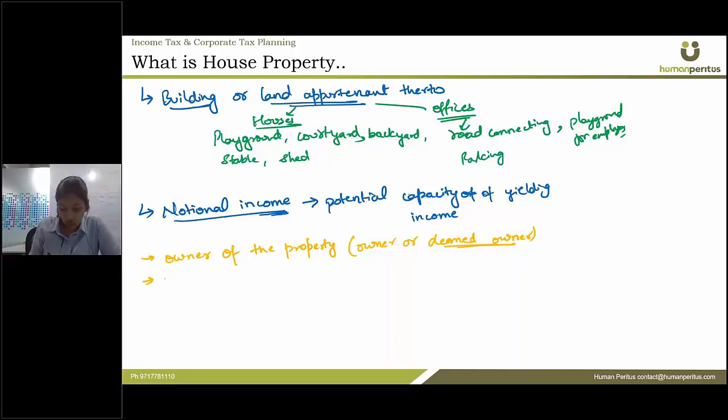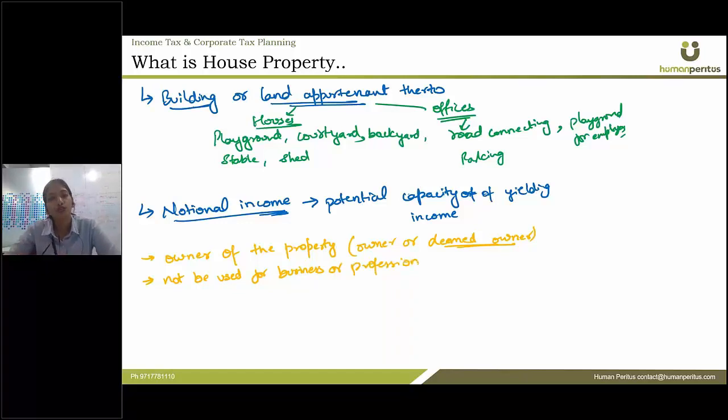Then the property should not be used for business or profession. If the property is used for a business or profession, then the income that you receive from that property will be considered under the head PGBP. For calculating it under house property, it should not be used for any business or profession. It should be a personal property that you use to earn income.